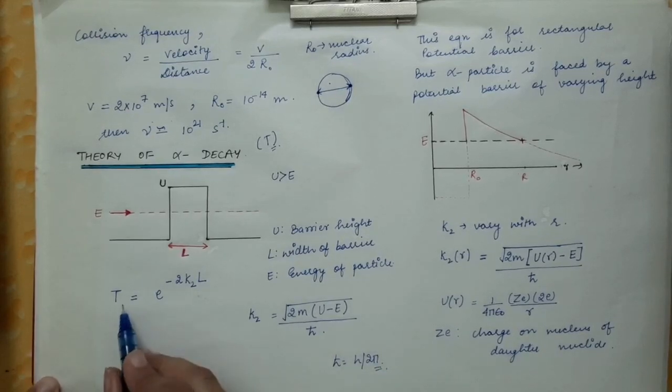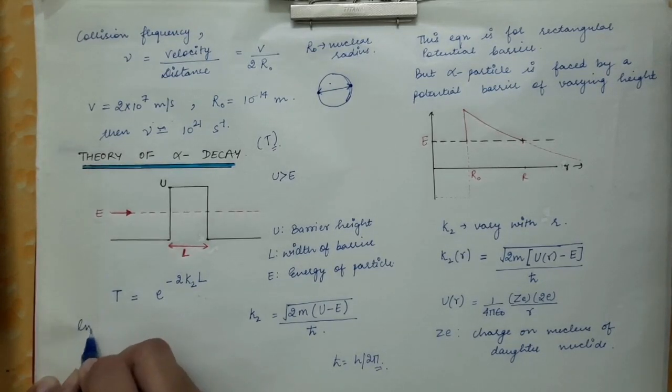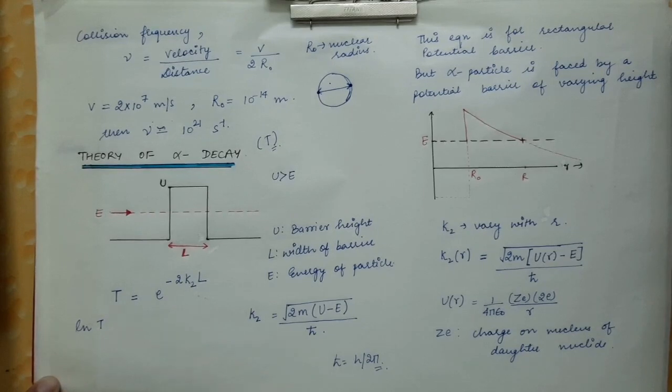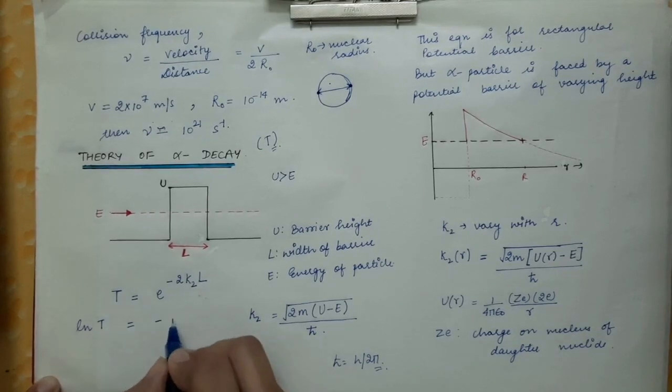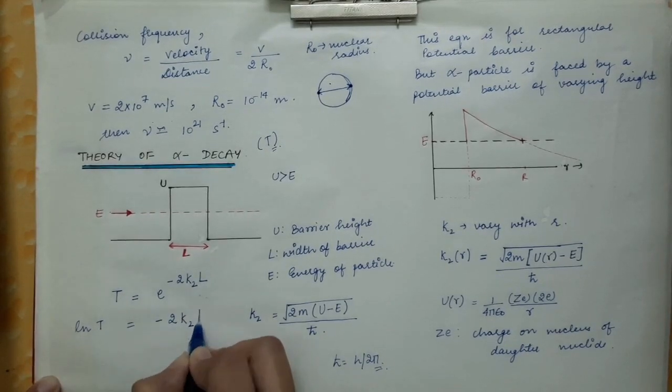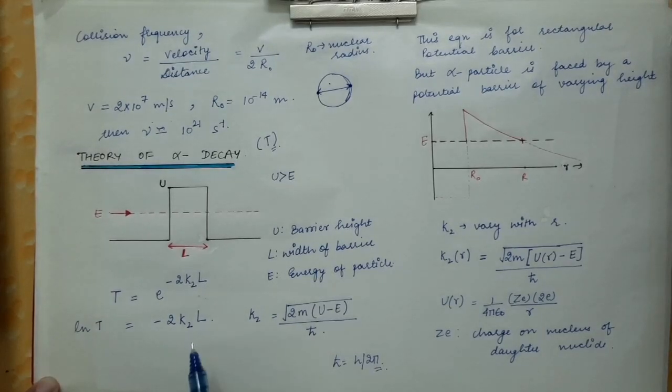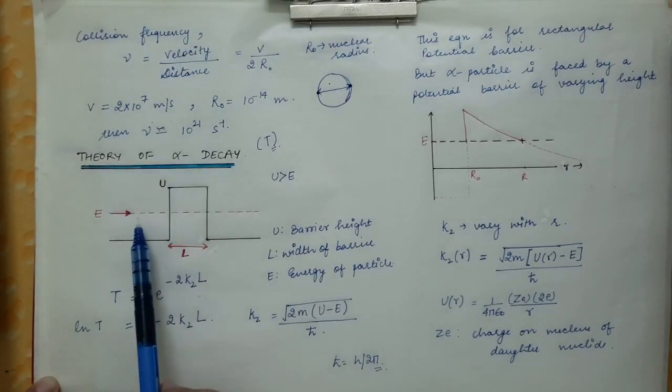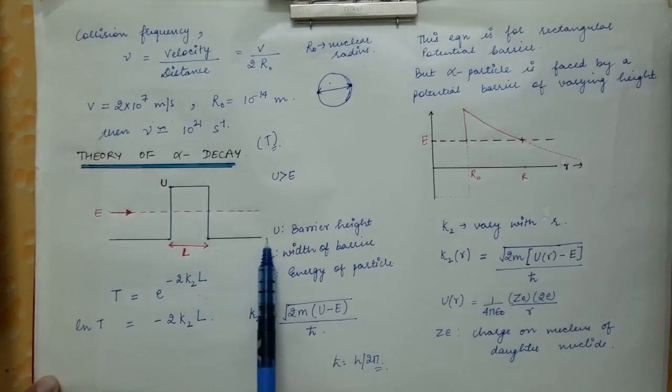Now we take the natural logarithm on both sides of this equation. The left hand side will be the natural log of capital T, and this will be equal to minus 2k2 into L. So this is the case for a rectangular potential barrier.